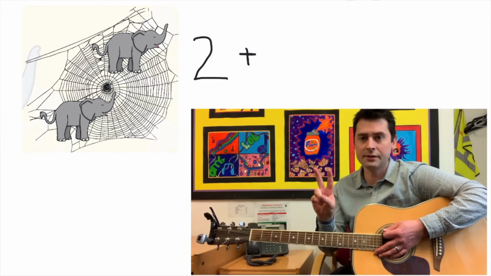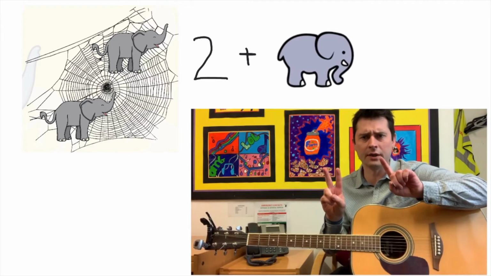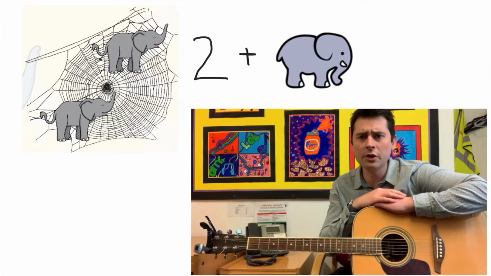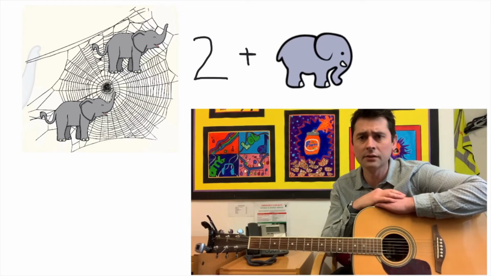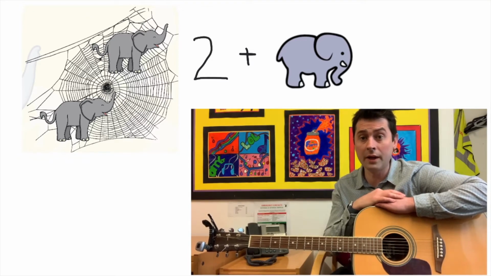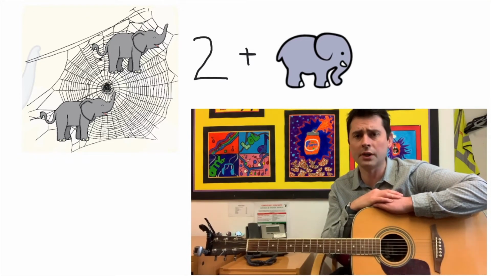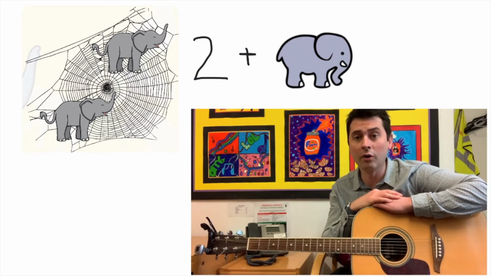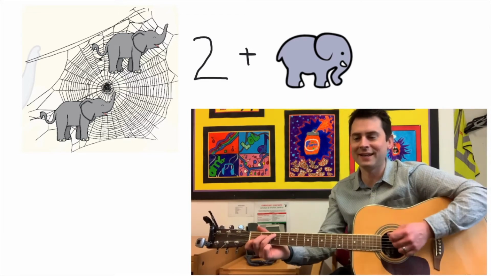Two elephants and another one comes to play. Can you show me that with your counting objects? Two elephants to start with, and another one comes along. One more. How many elephants do you see?